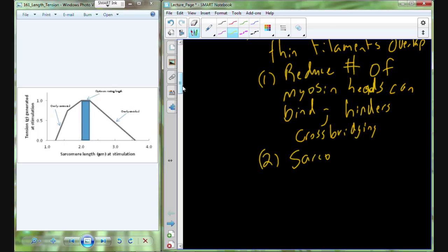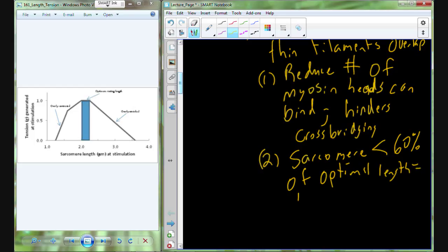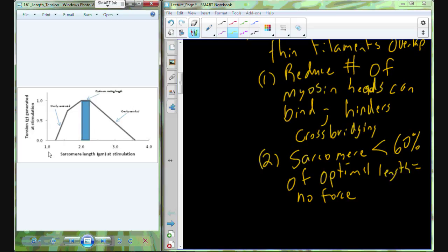Now, there is a lower limit that we need to identify. When a sarcomere is less than 60% of what we would refer to as its optimal length, force production goes to zero, so we get no force. So you can see that this is not zero here on sarcomere length. This is actually 1 micrometer, and at 1 micrometer or below, we're at 60% or below, and no force can be produced.